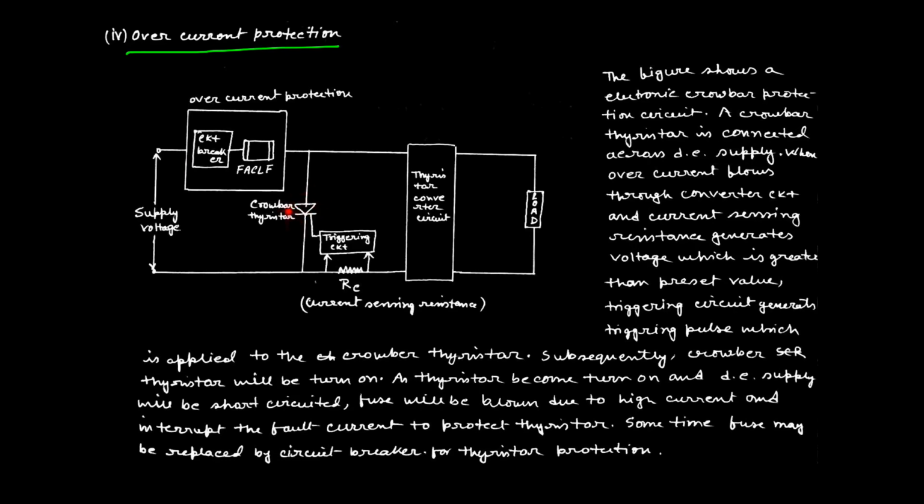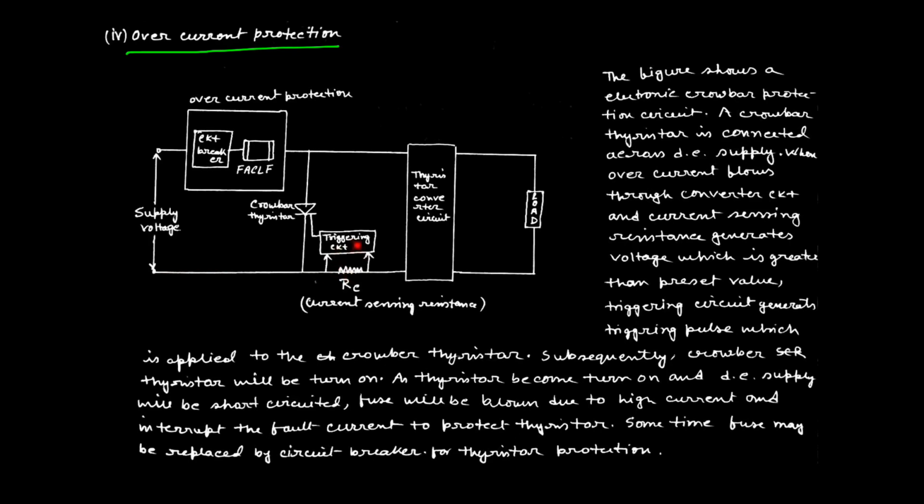Here we are using a Crowbar thyristor, whose gate is connected to the triggering circuit, and this triggering circuit is connected to a current sensing resistor. Okay, and this is the overall converter circuit, and the load is connected to the converter circuit, and the supply is given over here. What happened? Suppose when the supply is given, then the current starts flowing throughout the circuit in this way to the converter, then the load, then coming back to this resistance and this one.